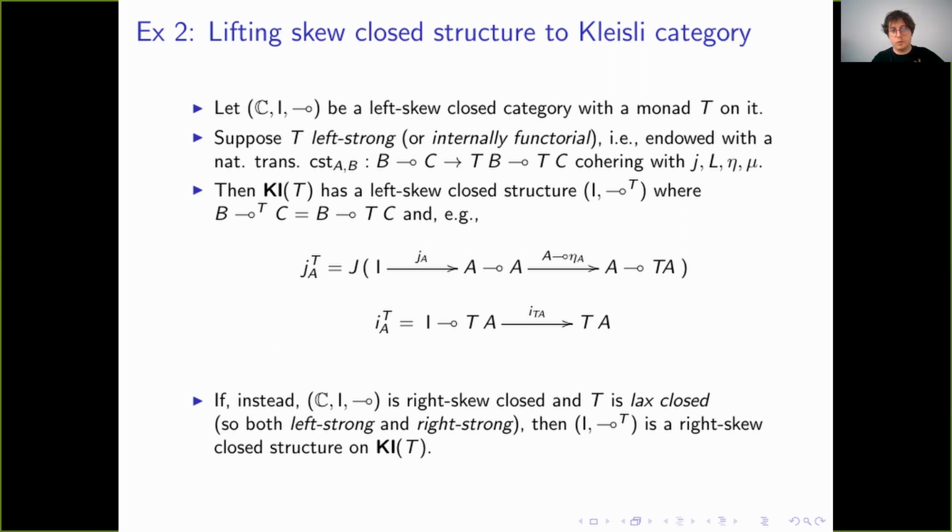And for the new j on A, you first apply j, so you go from I to A lolly A, and then you apply eta on this A, and you go into A lolly TA. But now this has to be a morphism in the Kleisli category of T. So this is a pure map, you just use J, which is the functor embedding C into the Kleisli category of T, on this morphism, and then you get something that is well typed. And again, one can play the same game by starting with a right skew closed category and obtain a right skew closed structure on the Kleisli category of T if now T is lax closed.